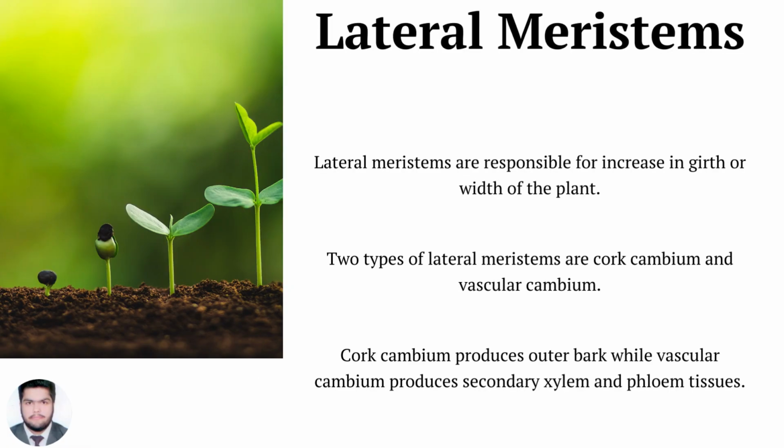Lateral meristems. Lateral meristems are responsible for increasing girth and width of the plant. Two types of lateral meristem are cork cambium and vascular cambium. Cork cambium produces outer bark while vascular cambium produces secondary xylem and phloem tissues.